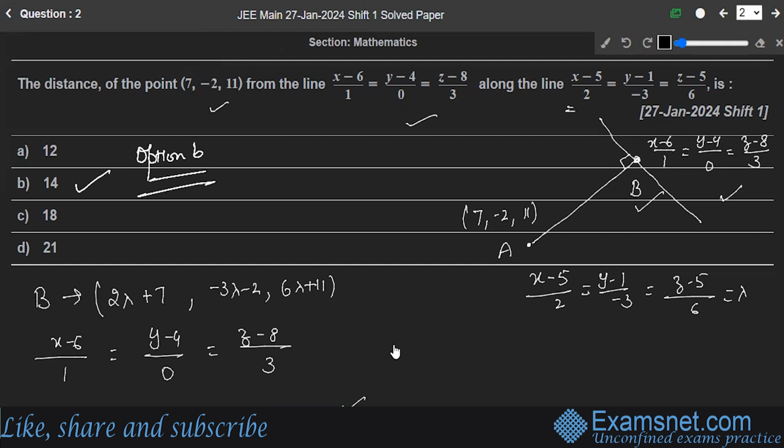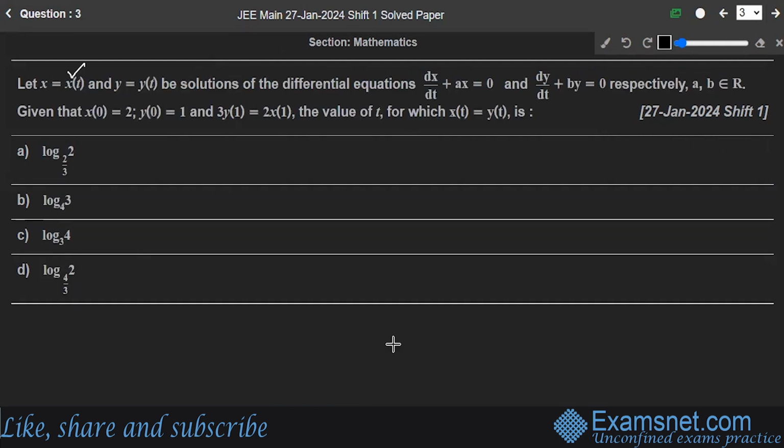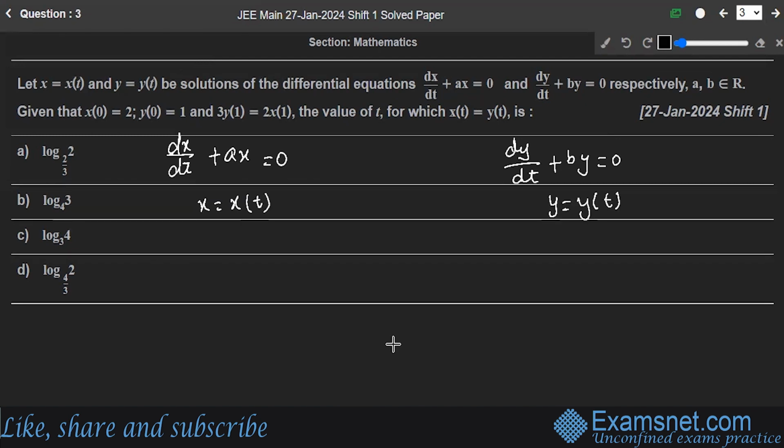Hope you are clear with this. Let's move to the next question, number 3. Let x is equal to x(t), y is equal to y(t) be the solutions of these two differential equations. Let's write down the differential equations. First one, dx upon dt plus ax is equal to 0. Then you have dy upon dt plus by is equal to 0. These are the two solutions of these two differential equations, and a and b are real numbers.